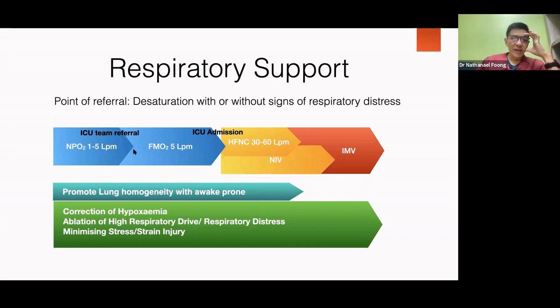So we will intervene. We will try to promote lung homogeneity with awake prone. At every step of escalation of oxygen therapy, we are looking into correction of hypoxemia, ablation of respiratory drive, and at the same time trying to minimize any stress and strain. Once they're up on a face mask at 5 liters, and that doesn't help much with the hypoxemia or the respiratory drive, the patient will be brought into ICU with a trial of high flow nasal cannula. We're going to talk about this in a while. And if this fails, of course, the patient will be intubated.